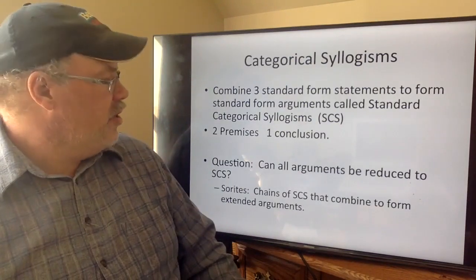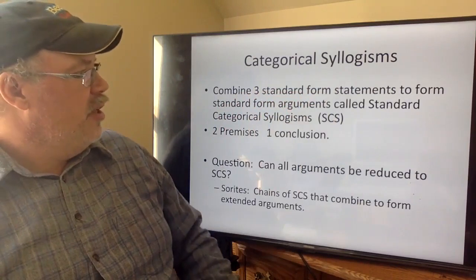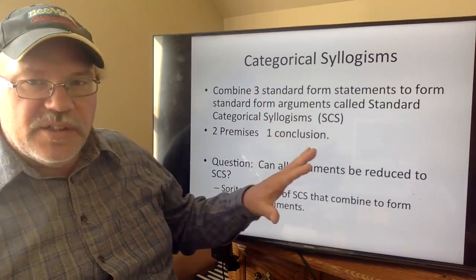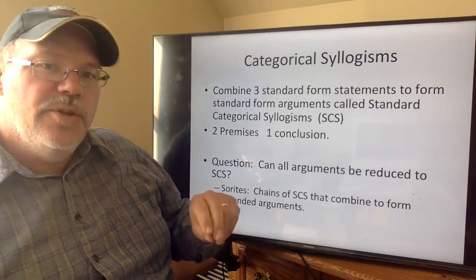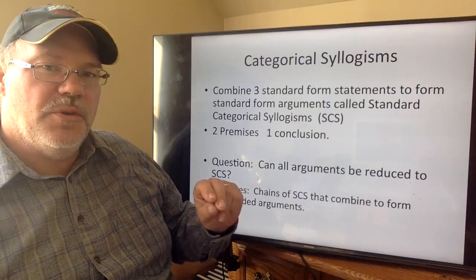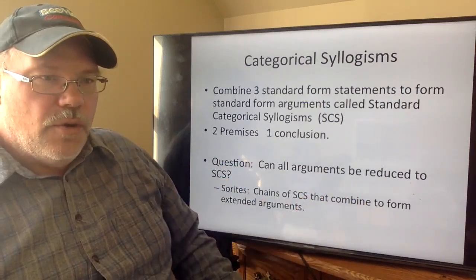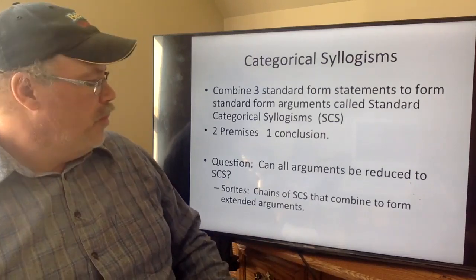So a categorical syllogism is three standard form statements where there's two premises and one conclusion. None of this is surprising. In fact, you'll see that we've occasionally used these as counterexamples or as examples in the class so far. So I'm hoping that we're a little bit comfortable with these.